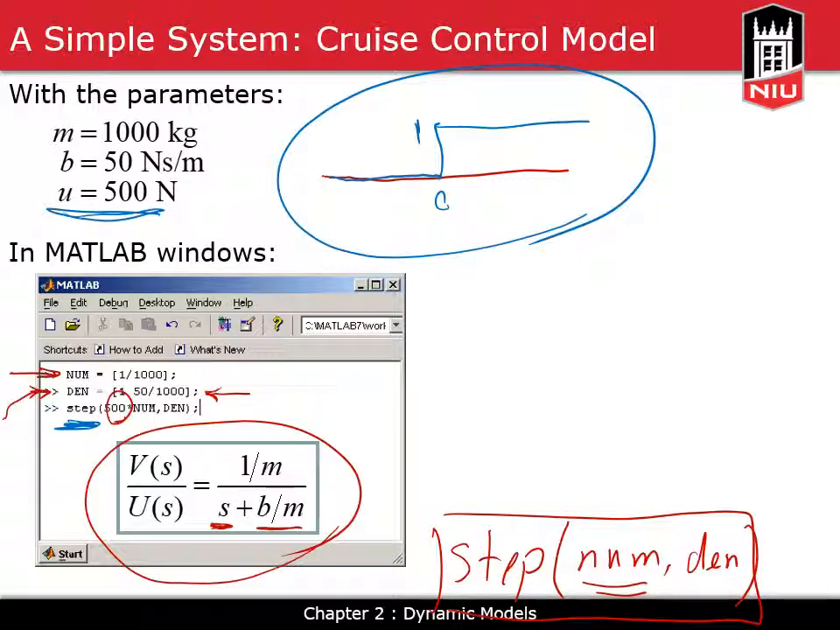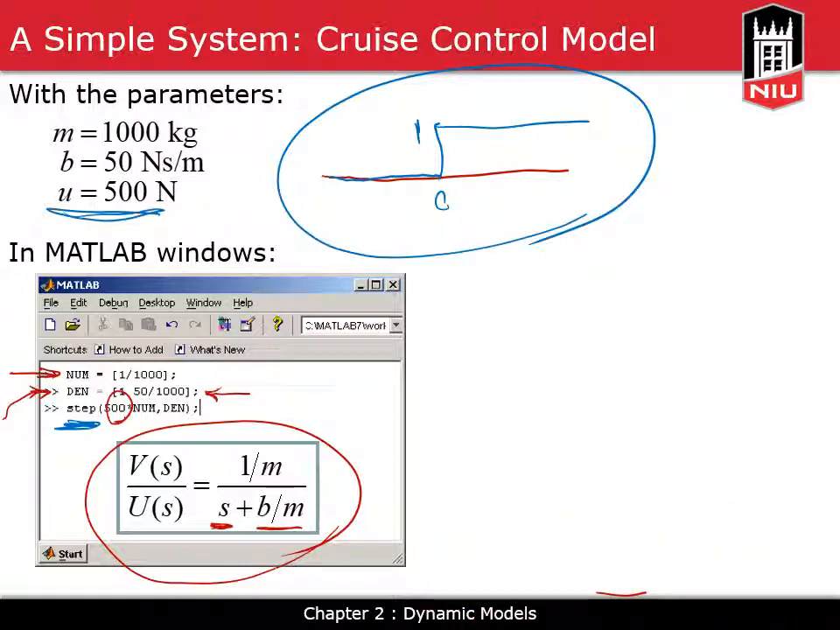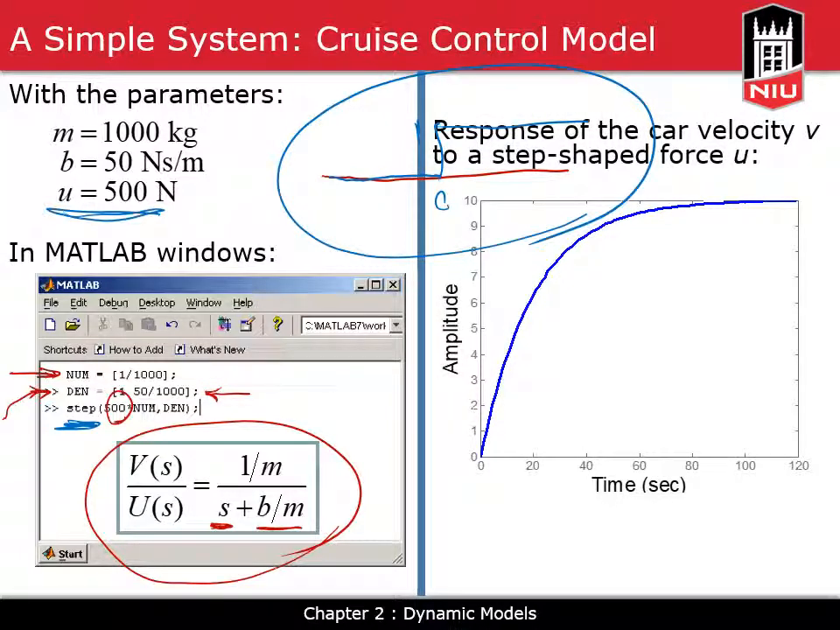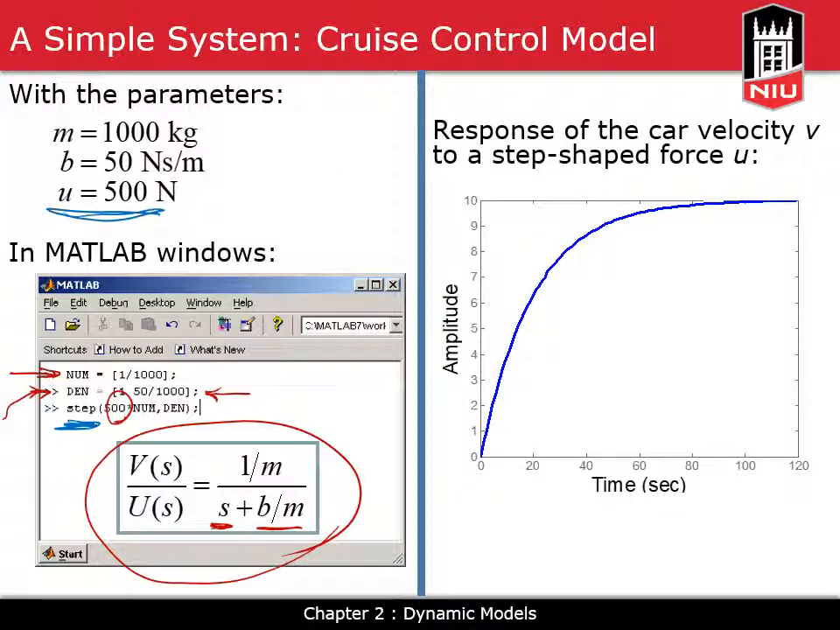Here we have 500 times the unit step function, so that's why we multiply it by 500. Let me erase this and then see the results. This is what MATLAB gives you if you write that command for this example. So you can see there is a plot. On the x-axis you have time. On the y-axis you have the amplitude of the output. Remember, the output was the velocity.